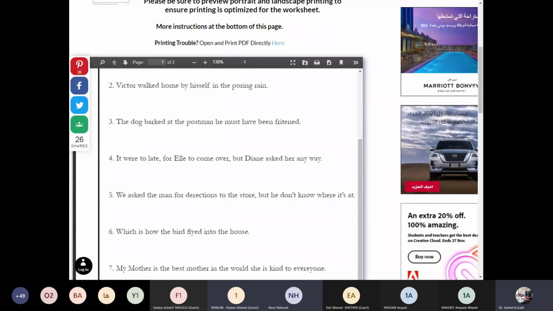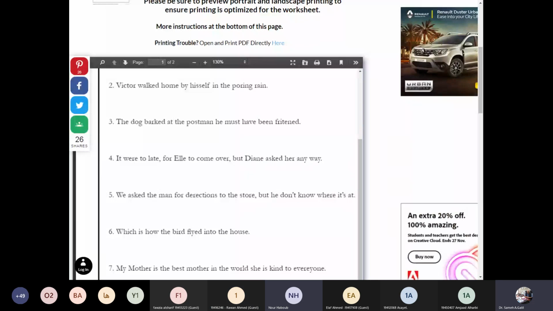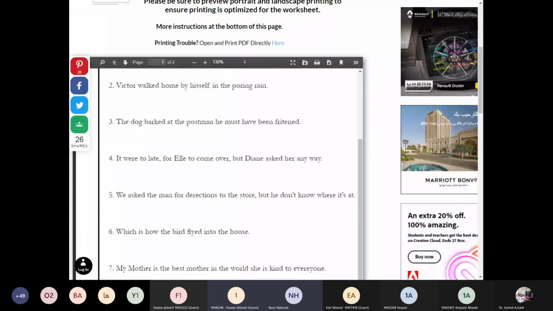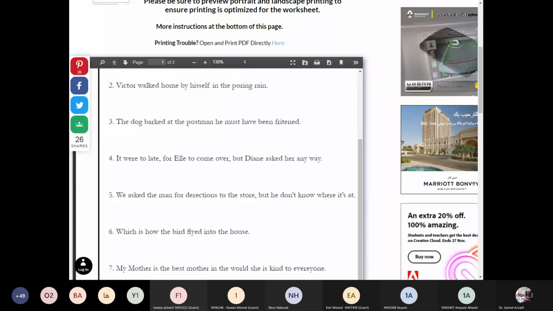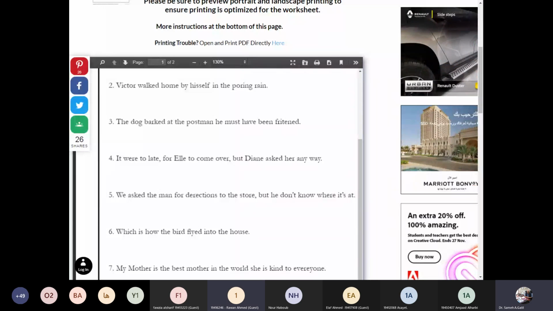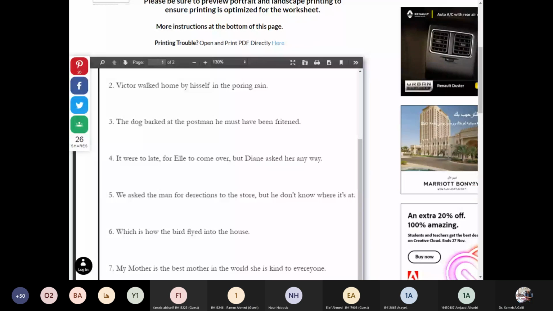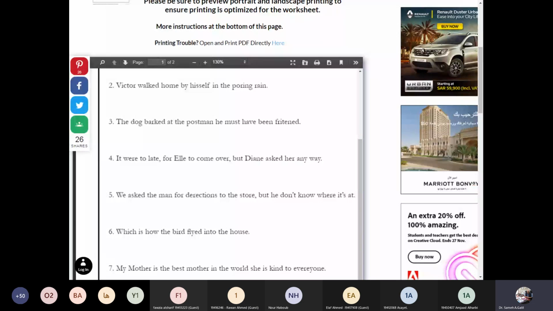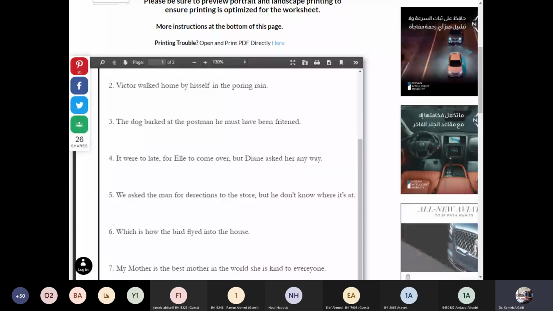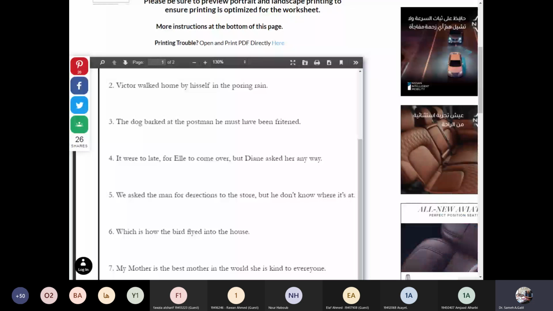Anyone? The dog barked at the postman. He must have been dead. Okay. So where are the problems? Doctor, I think it's... She hasn't finished. Wait. The last word. Frightened. Frightened. Okay, that's good. Okay, I think we still have one more problem. Thank you. Two problems actually. Sultan, you wanted to say something about sentence 3? Yes, doctor. Okay, go ahead.